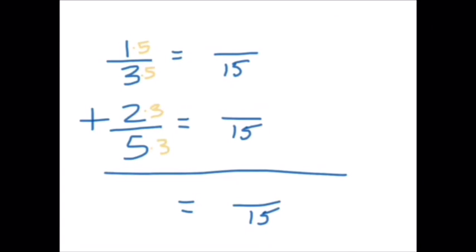Let's solve our new numerators. In the bottom fraction, 2 times 3 is 6. Top fraction, 1 times 5 is 5. And 5 plus 6 is 11.